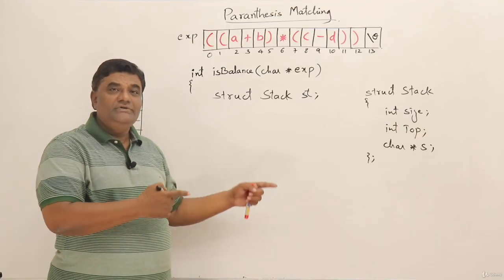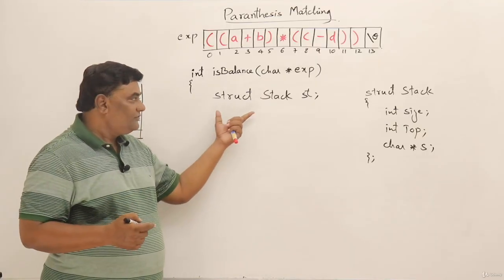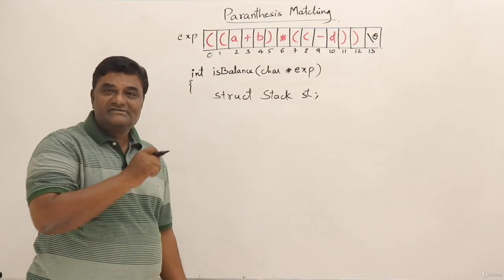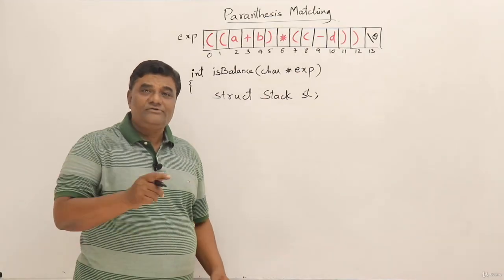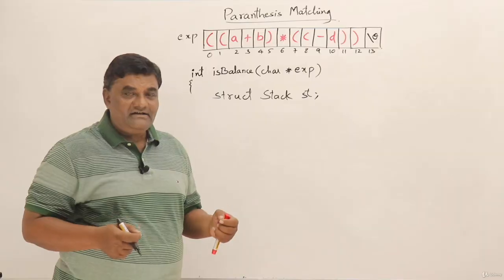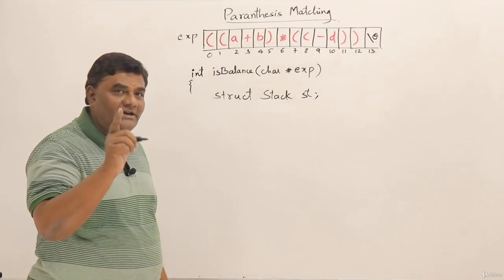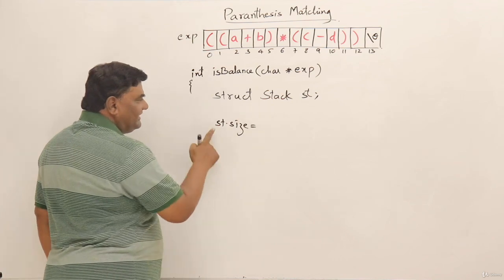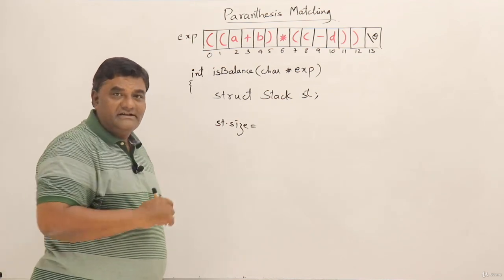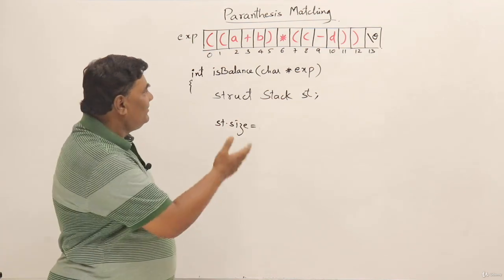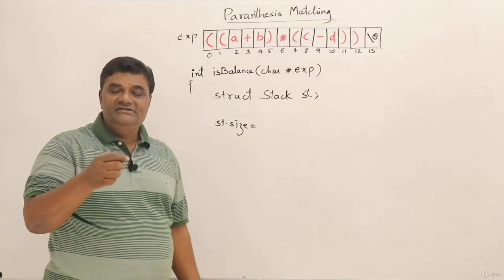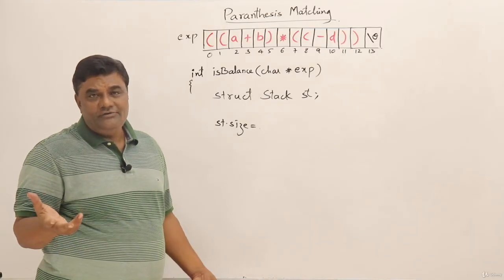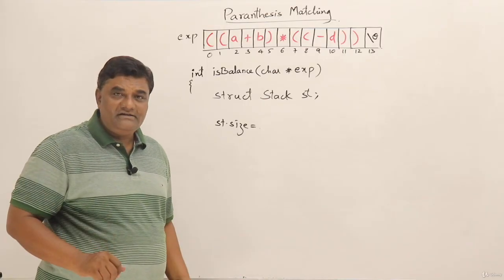Next we will see how to initialize a stack. So this is the stack, I have to initialize it. I have to set the size of the stack and also set the top pointer. Just watch it here. I will set the size, st.size. What should be the size of the stack? It depends on the number of opening brackets because we are just pushing opening brackets. So how do I know how many opening brackets are there?